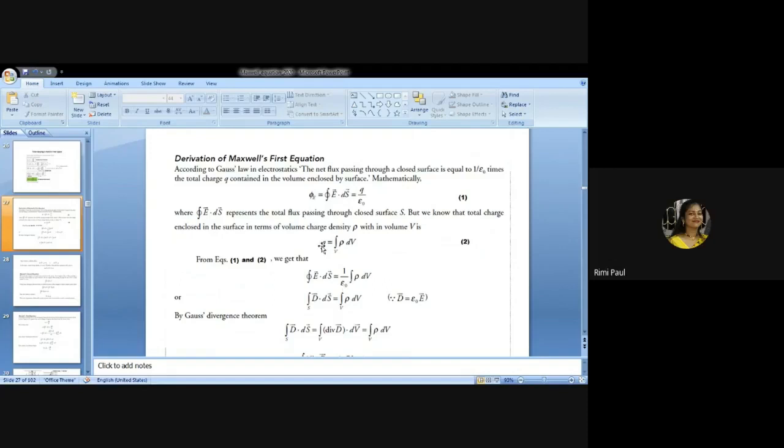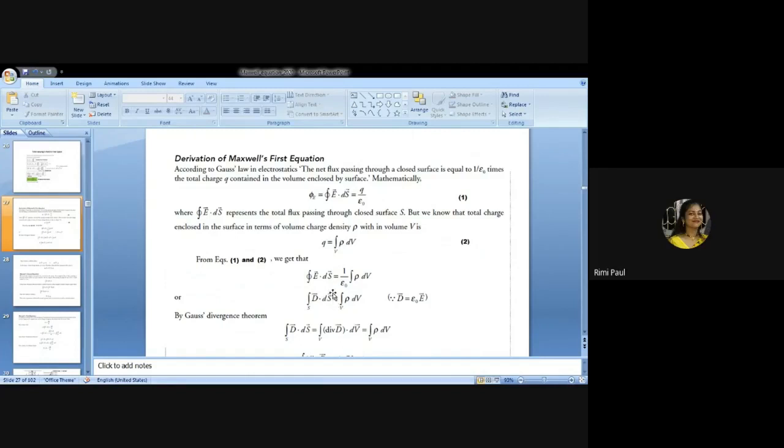Now epsilon naught times E, we can write D is equal to epsilon naught E. So we can write D bar dot ds bar equals the volume integral of rho dV. Rho is the volume charge density and D bar is the electric flux density, right? This is the volume charge density and this is the electric flux density.